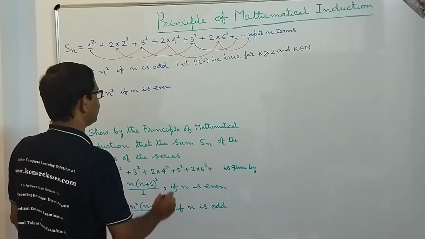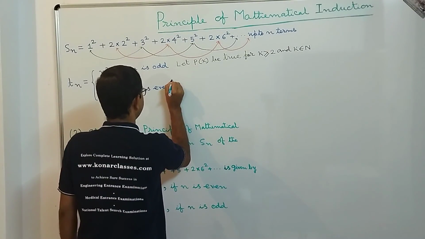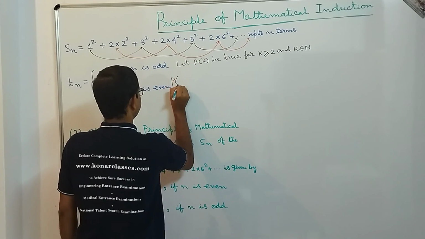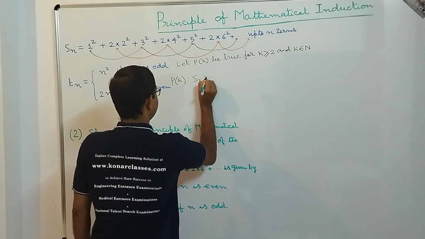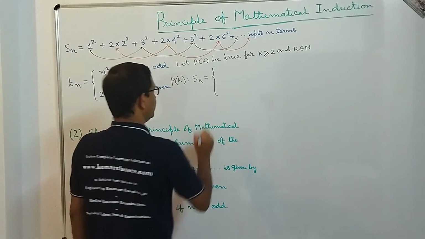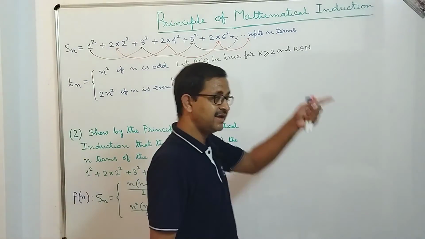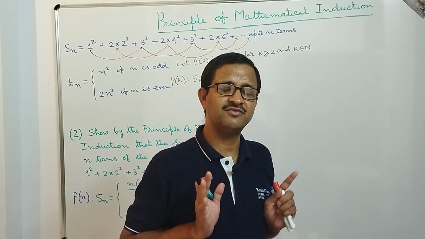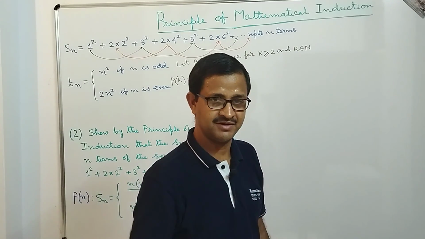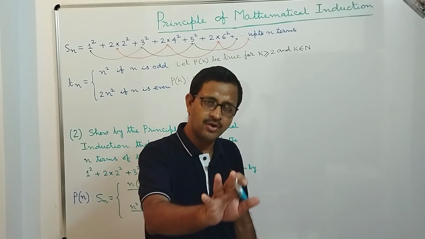So what can we write here? What is Pk? Pk stands for Sk is equal to, we do not know whether k is even or odd. We only know that k is greater than or equal to 2 and it is a natural number, but it can be either even or odd.